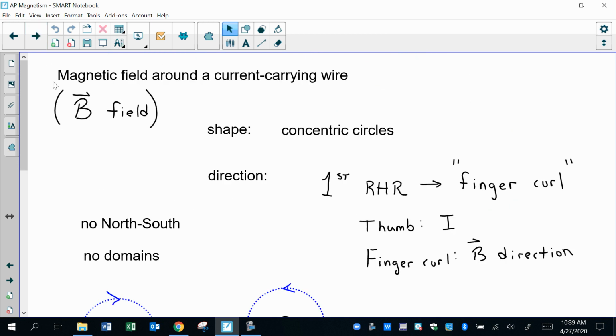Now, when it comes to a magnetic field around a current carrying wire, if I have all the charges in my wire moving in a straight line, they're all doing the same thing. They're not going to cancel out. We end up with a magnetic field. This is different from domains and naturally occurring magnets. As I take a look, and we would see this in class, we demonstrate it with the wire and with the compass, but what we get is these circles, a circular shape around the wire.